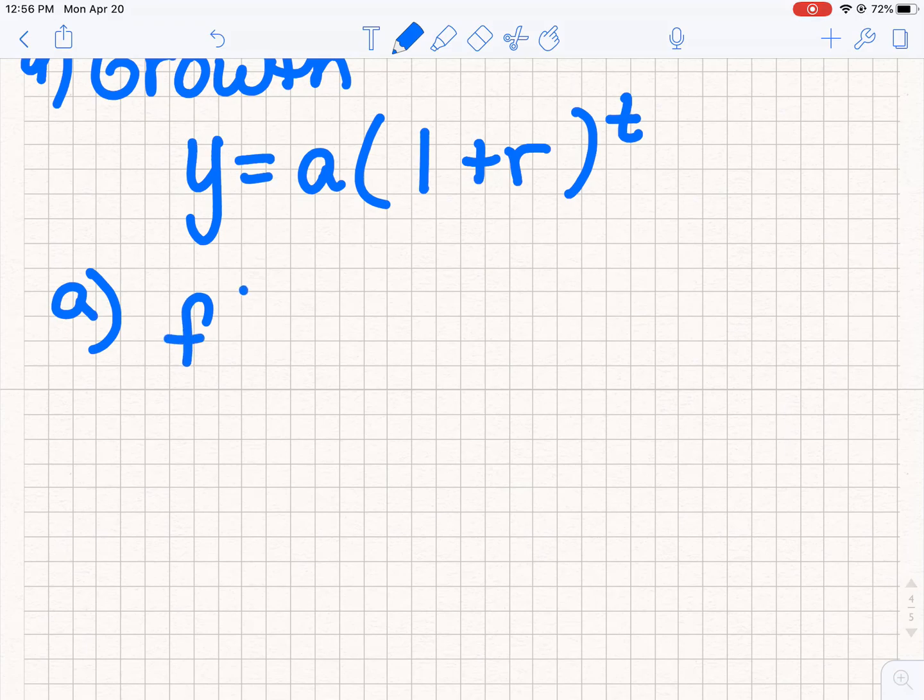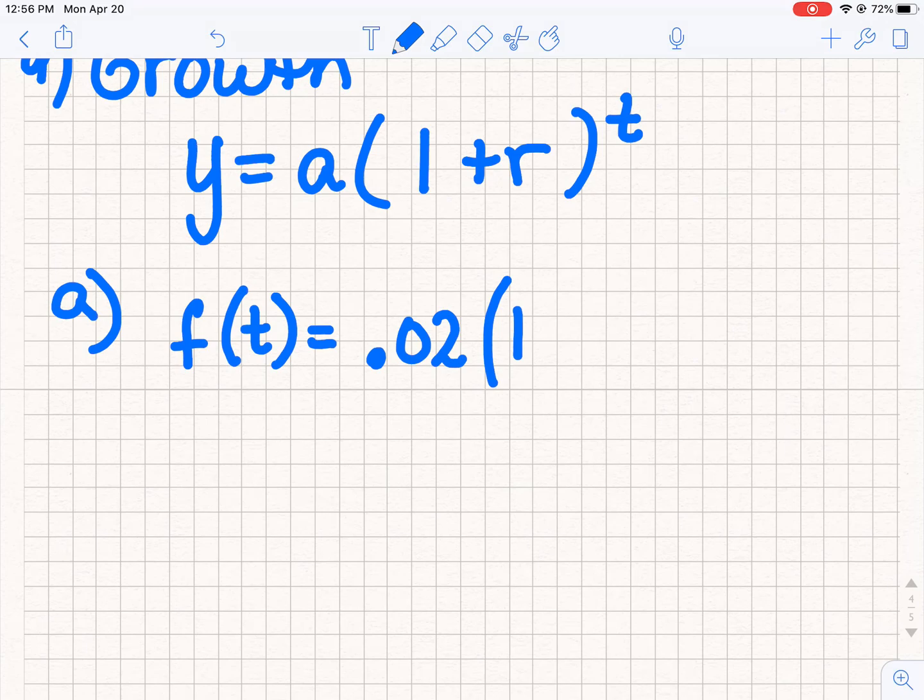So f of x equals, or f of t, if you would like. Let's go with f of t. Our initial amount was 2 cents. Some of you forgot to put 0.02 and you just put 2. That's going to make a difference. Our 1 just tells us we're going to always add back to what we had the day before. 100% of what we had the day before, we get back again.